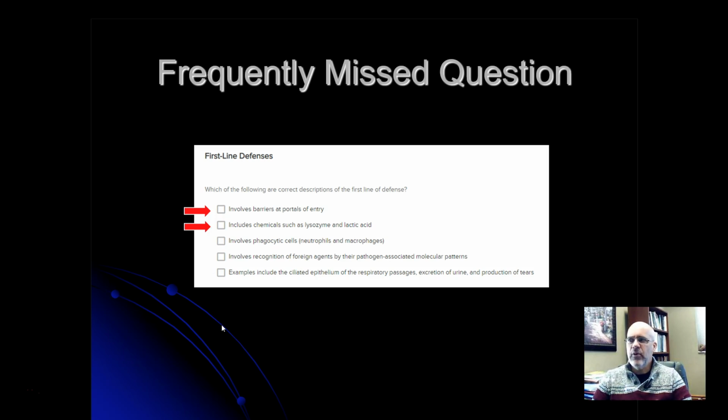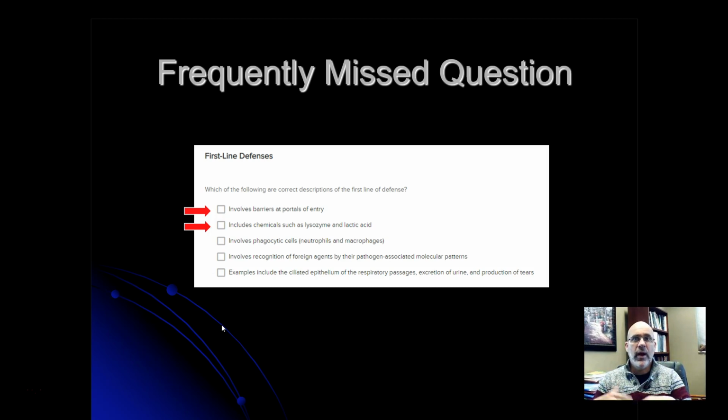Involves recognition of foreign antigens, or foreign agents, by their pathogen-associated molecular patterns. That's not part of your first line, that's second line. So we talked about those PAMPs and how those are molecules that are present on, say, bacteria in general. So they're things like peptidoglycan. Lots of bacteria have that.